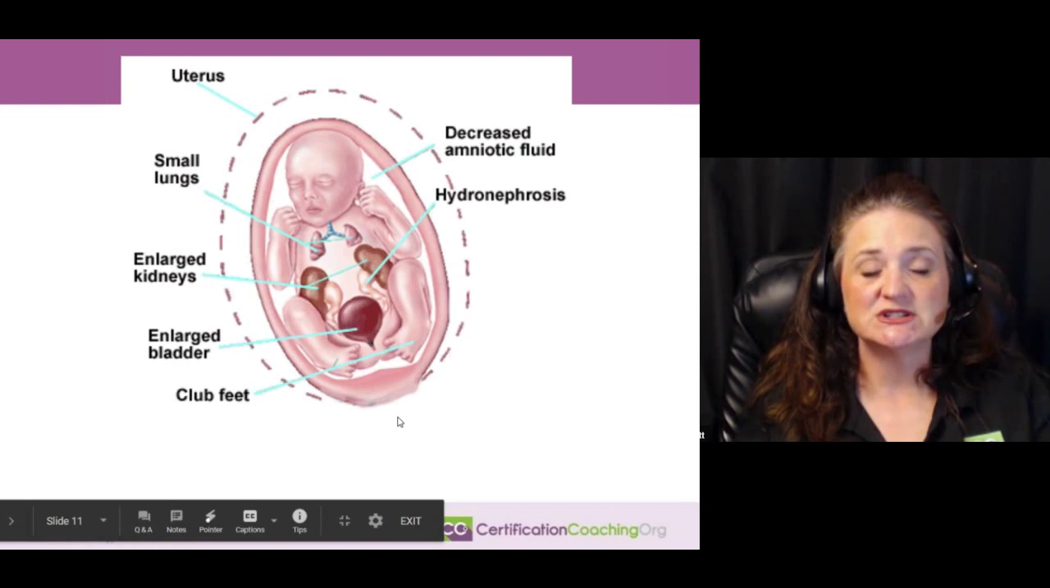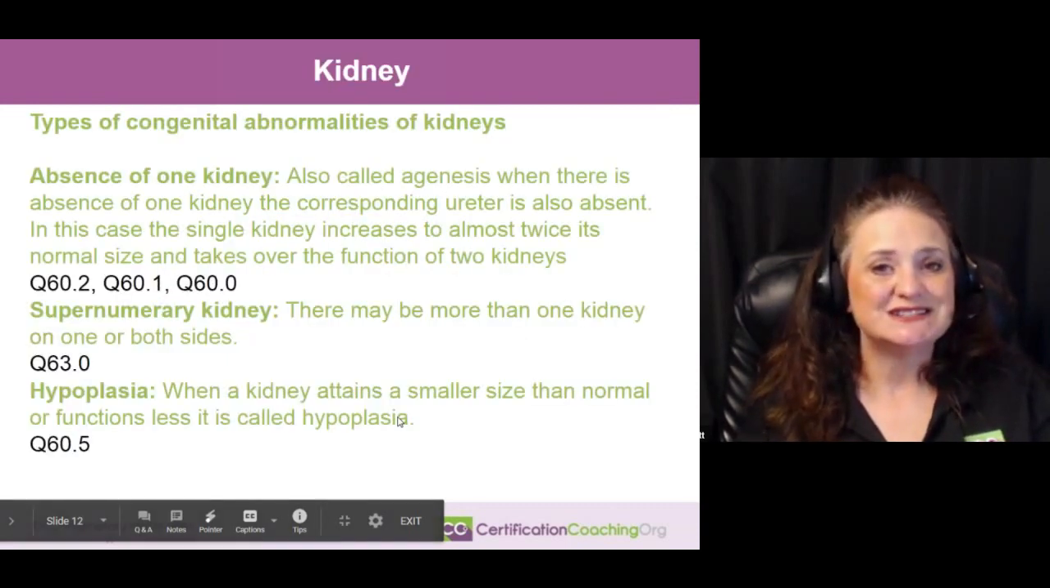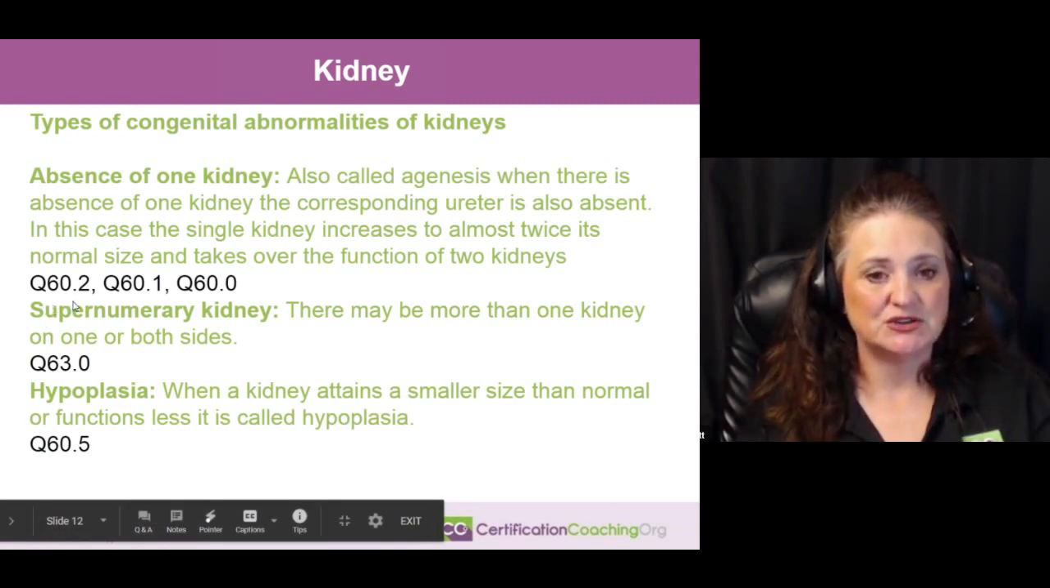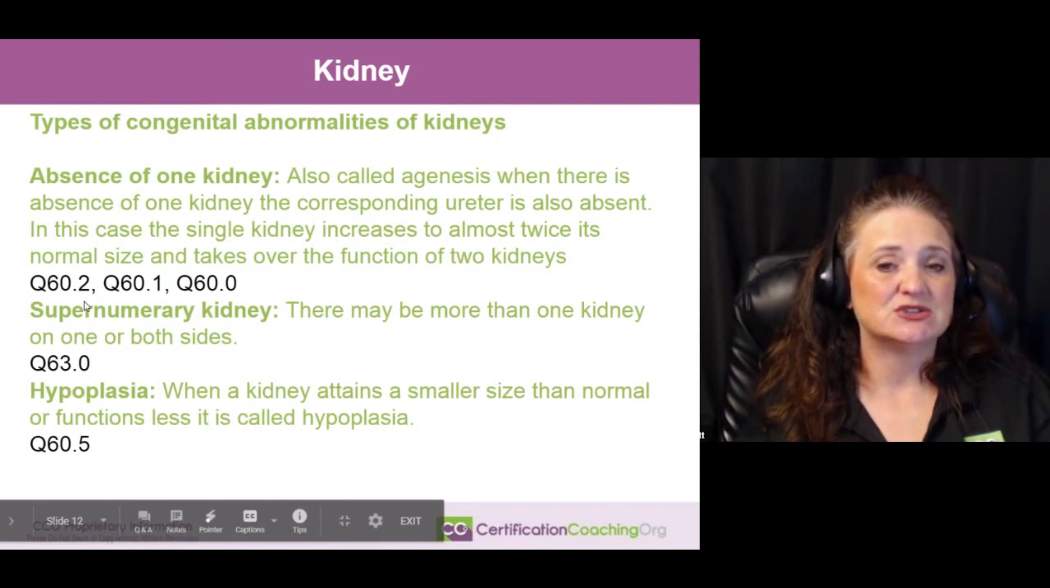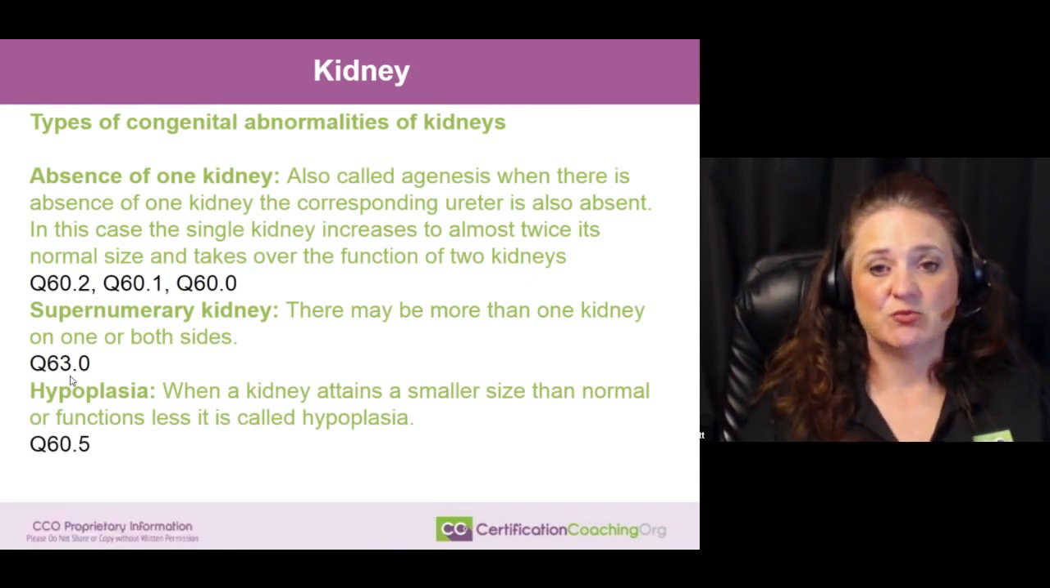They can actually see. So let's talk about the kidneys. Common anomalies of the kidneys. These are Q6 codes, mostly Q60, but some of them are Q63 and Q62 codes. The first one is you're born without a kidney.